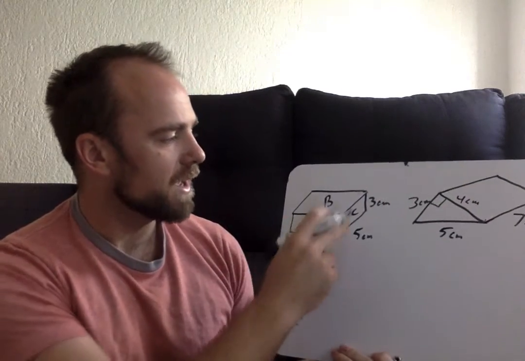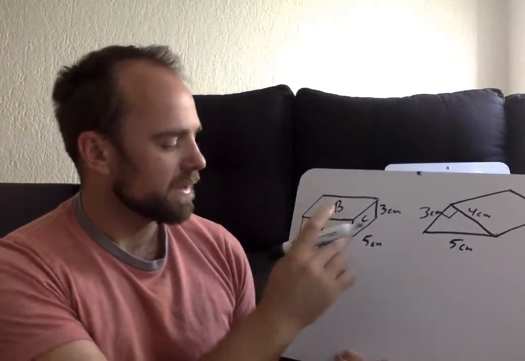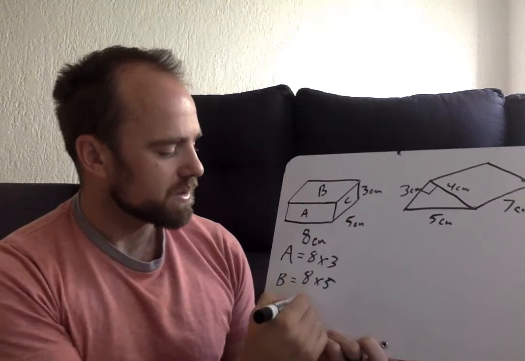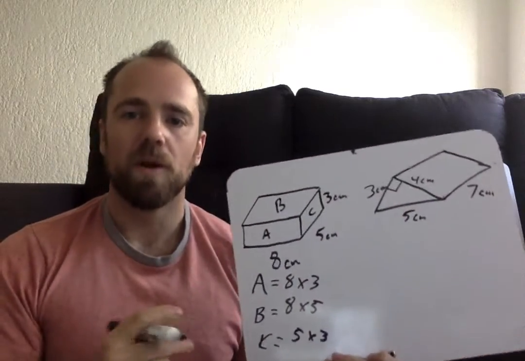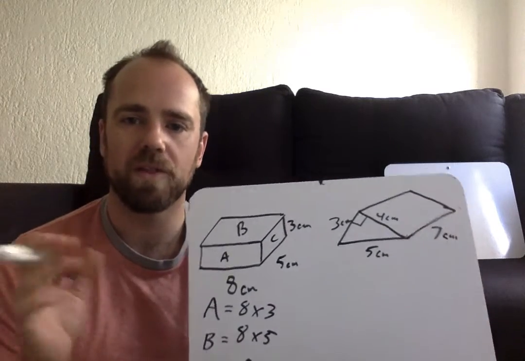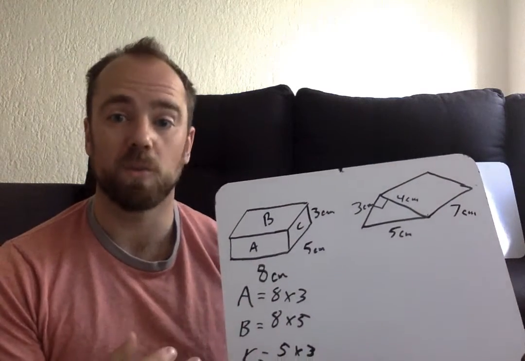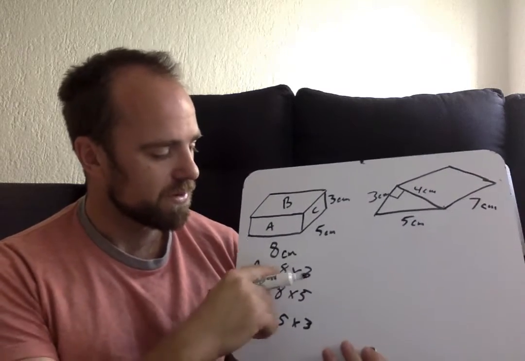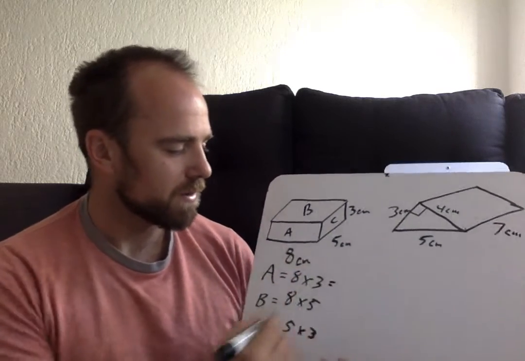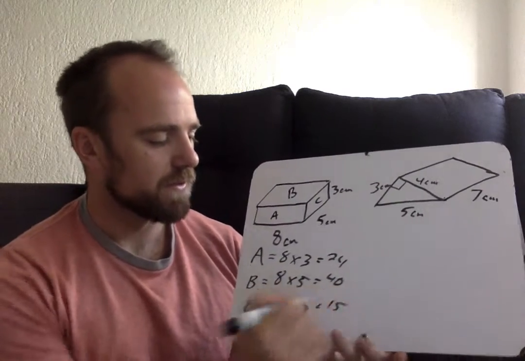So A is going to be 8 times 3. B is going to be 8 times 5. And C is going to be 5 times 3. When we have a rectangular prism, one thing you want to make sure is that each number is multiplied by the other number at least once. Here we have 8, 5, and 3, so 8 is multiplied by 5, 5 is multiplied by 3, and 3 is also multiplied by 8. So what we end up getting here is 24, 40, and 15.